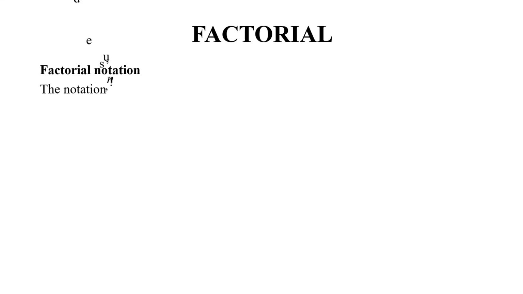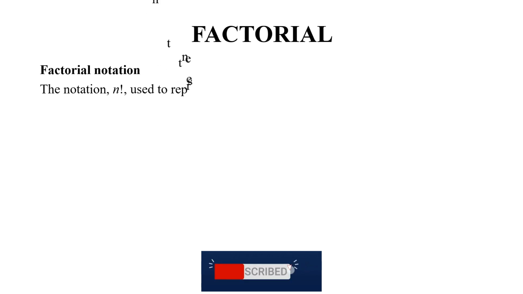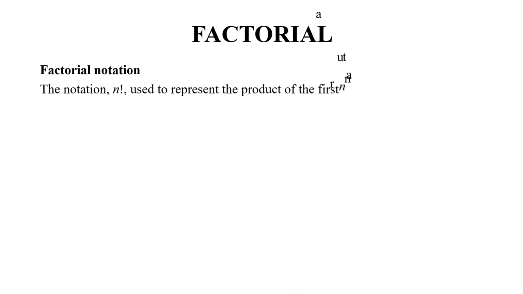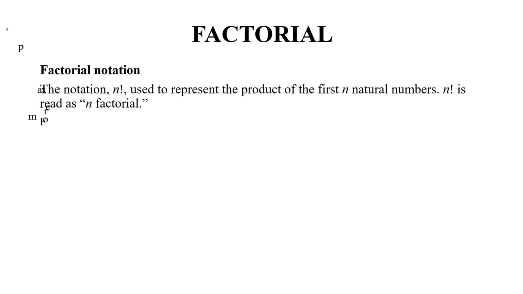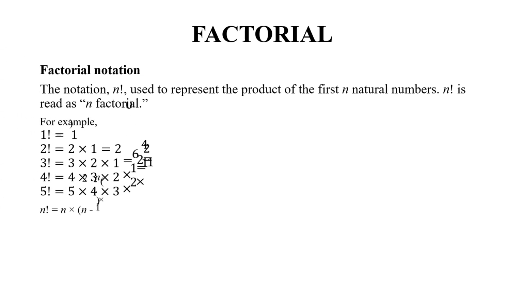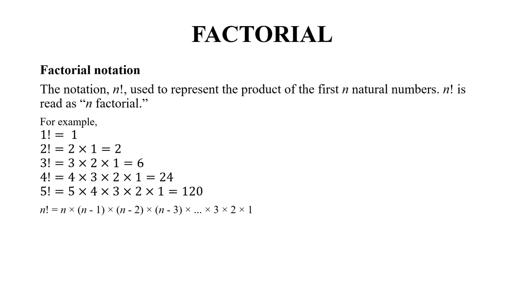The notation n factorial is used to represent the product of the first n natural numbers. n factorial is read as n factorial. Let's see how can we find factorial. According to definition, 2 factorial is equal to 2 multiply 1. Similarly, 5 factorial can be found by multiplying 5, 4, 3, 2, and 1. And here it is equal to 120.